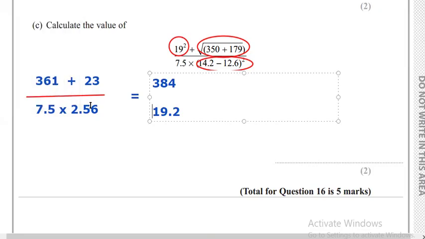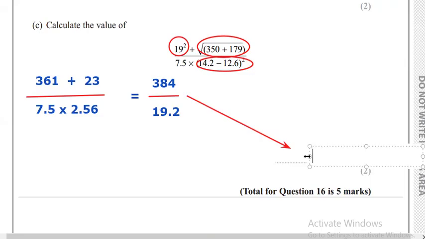As I said, in section B, you need some steps just to show the work that you're doing. Now you just divide these by each other and then give the answer over here. So 384 divided by 19.2, and the final answer is what? Very good. It's 20. So the final answer is 20, and this is how you answer a question like this.